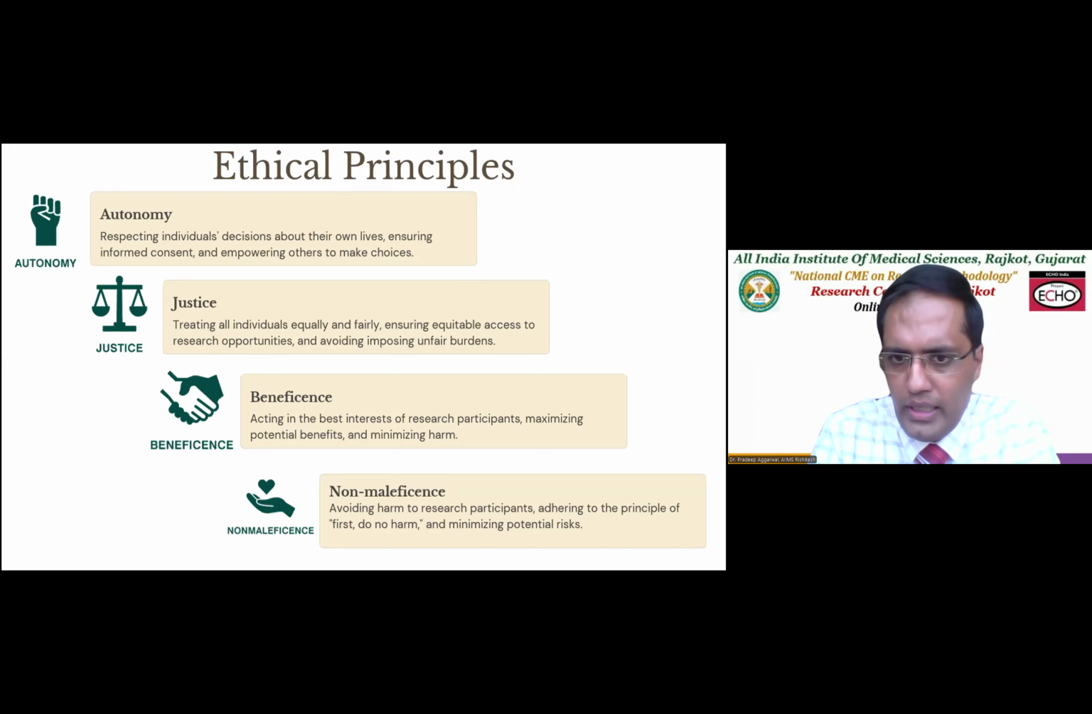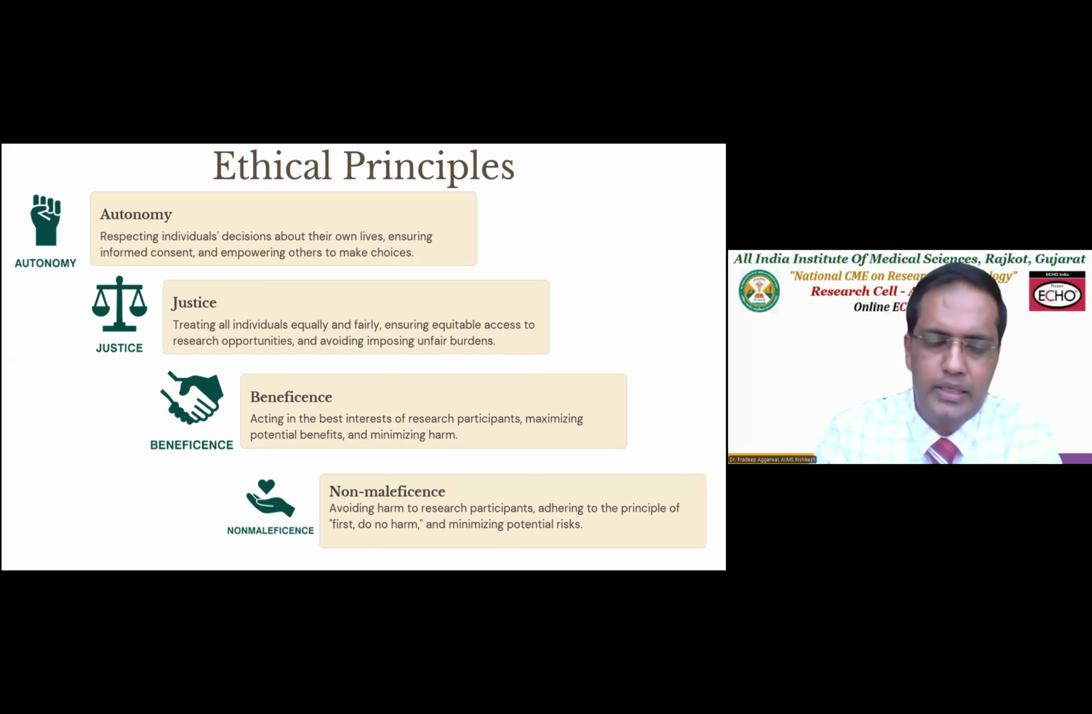Non-maleficence, avoiding harm to the research participant, adhering to the principles of first, do no harm, and maximizing the potential benefits and minimizing the potential risk. You are not going to do any research in which even a 0.00% there is a harm to a patient. It means you are not abiding by the ethical principles. So I'm just repeating again: autonomy, justice, beneficence, and non-maleficence. These are the four cardinal ethical principles of any researcher.